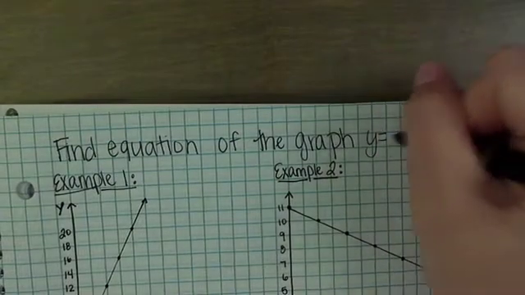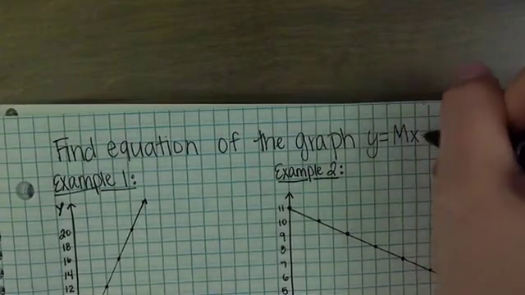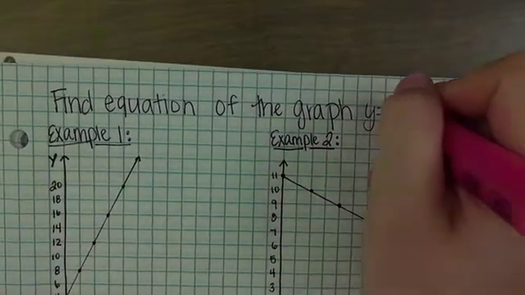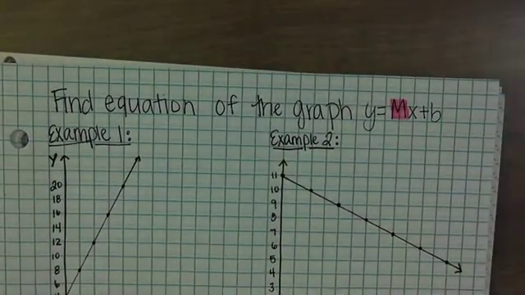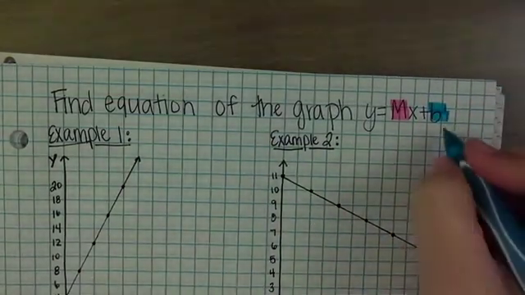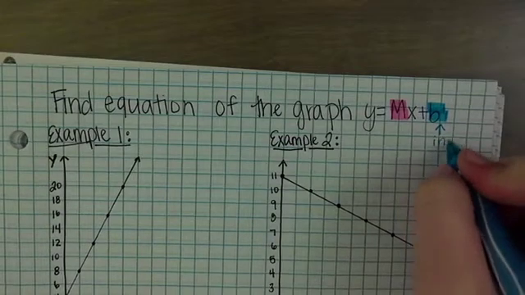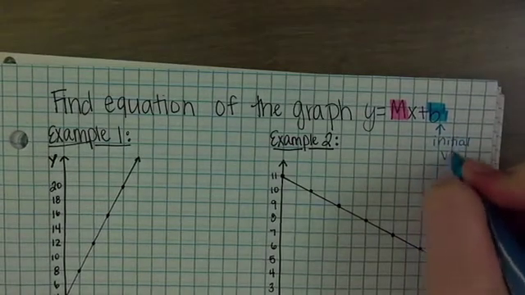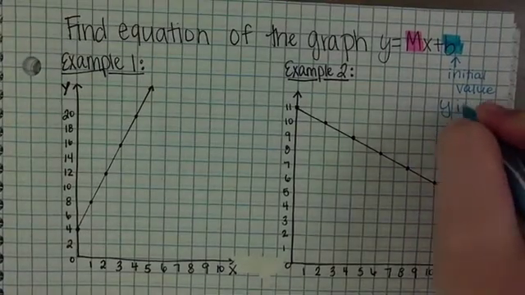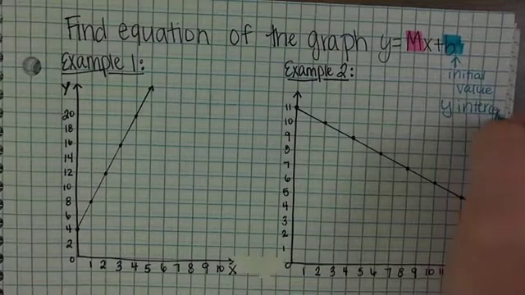So we're going to write the equation still in that same form, y equals mx plus b, where the m is the slope and the b is the initial value. In this case, we're actually going to call it the y-intercept.